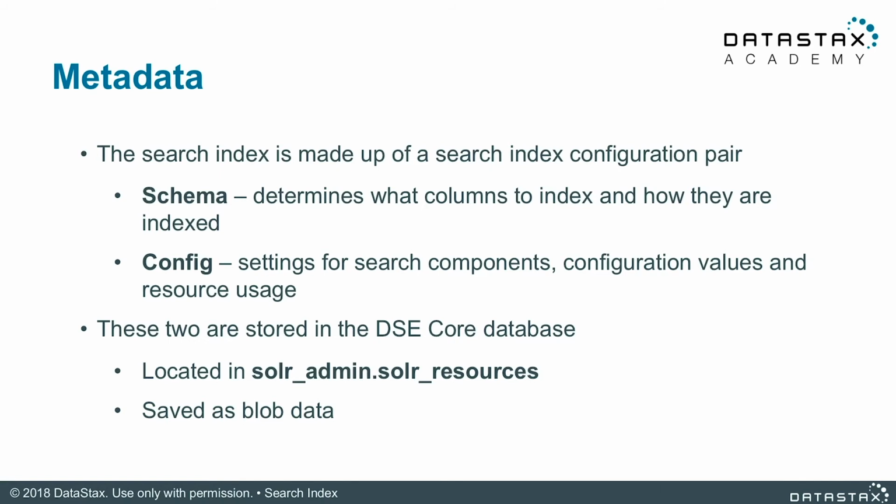When you call to create a DSC search index, you specify a number of index configuration details. These details are organized into two groups, schema and config or configuration. Schema is what you might expect: column names, column types, the treatment a column value receives as it is indexed, and other. Config offers a number of settings related to memory use and other. Each of these two groups of metadata are stored in the solr_admin.solr_resources system table as blobs.